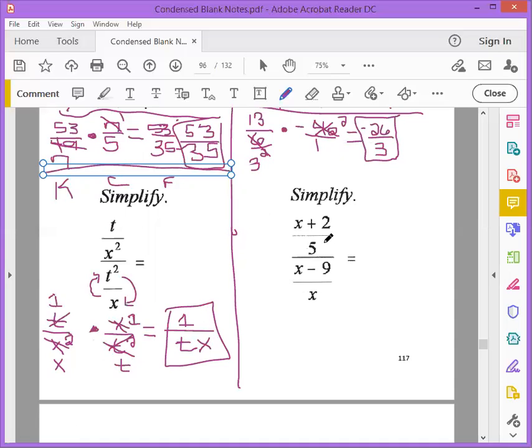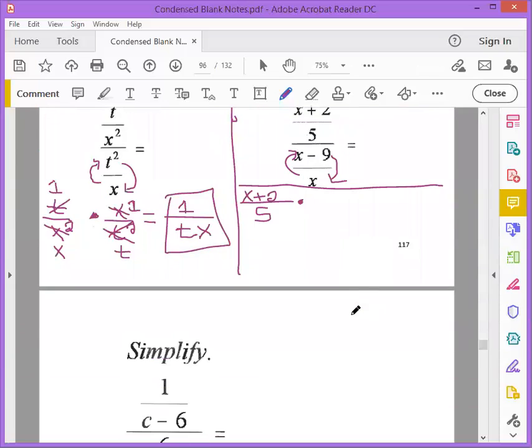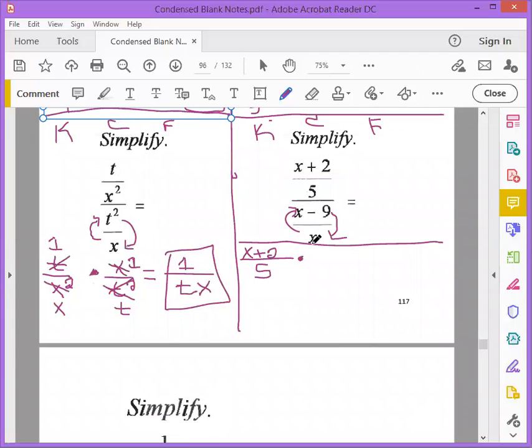Now the third example, we have our same steps that we're going to apply. We want to keep our numerator the same, change our operation from division to multiplication, and then we're going to flip that bottom fraction. So keeping the first fraction the same, that top fraction, x plus 2 divided by 5. We're changing our operation from division to multiplication, and then we're flipping that bottom fraction. So we're left with x divided by x minus 9.